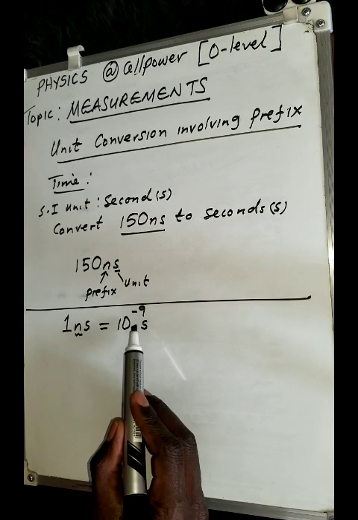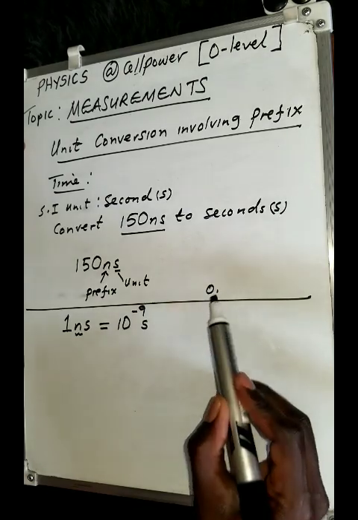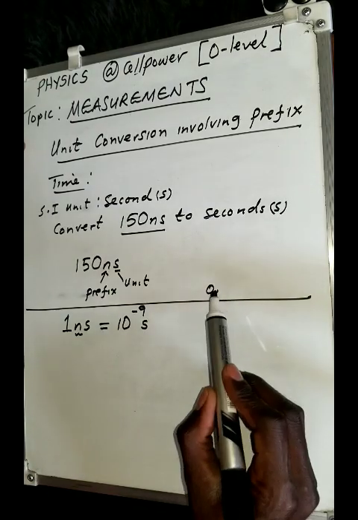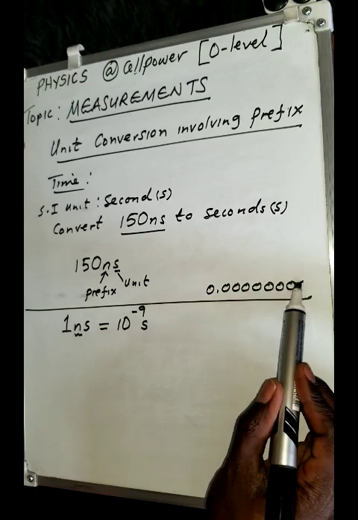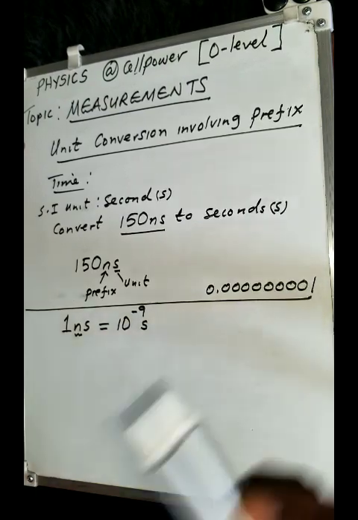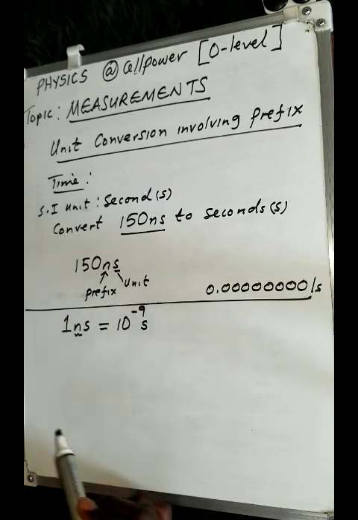Now, of course, remember what I told you, when it is a negative 9, when you write 0 point, it simply means it should have 8 zeros. 1, 2, 3, 4, 5, 6, 7, 8. Then the last one should be a digit, which is 1. So that's what it simply means in simple terms.